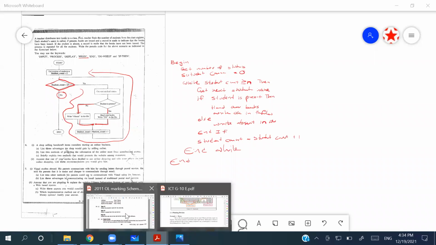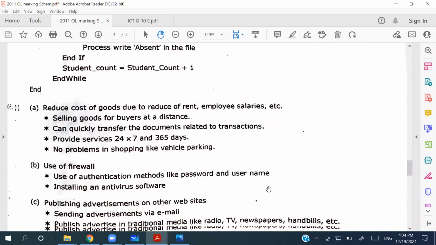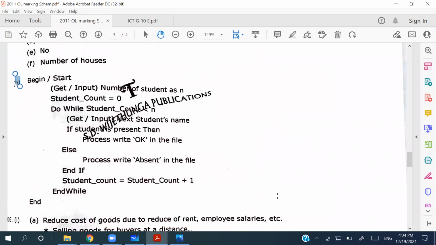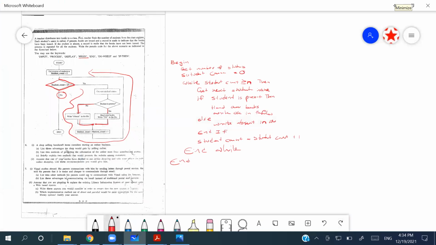Right. So I'll show you the marking scheme one as well. So they have taken do while. You can use while as well. Yeah, student count less than n. Yes, my mistake. It is iterating on the yes path. Sorry, my bad. It should be student count less than n. Yes.